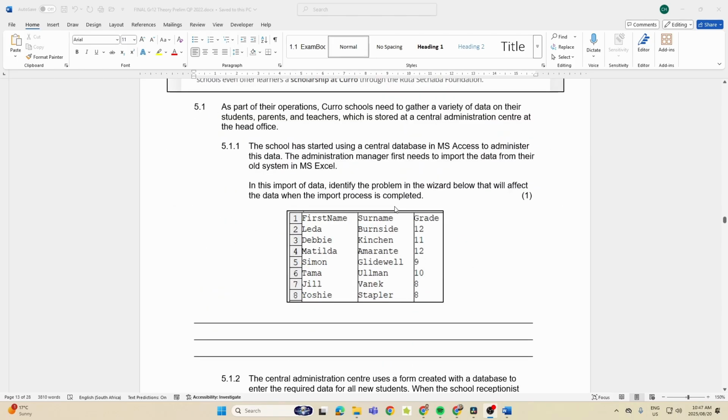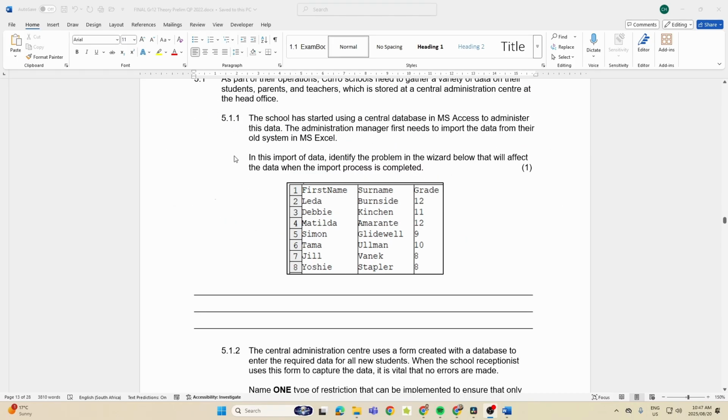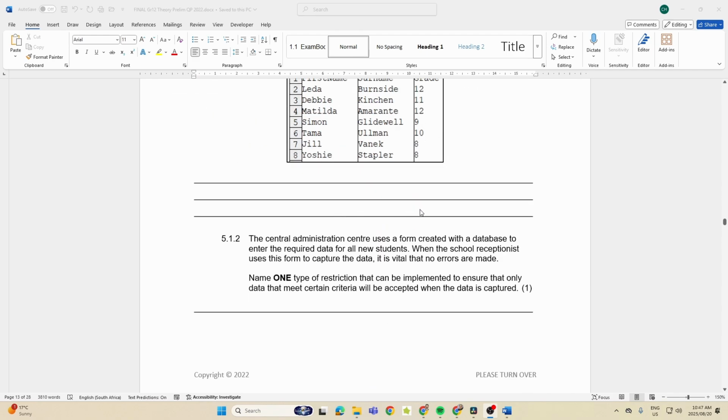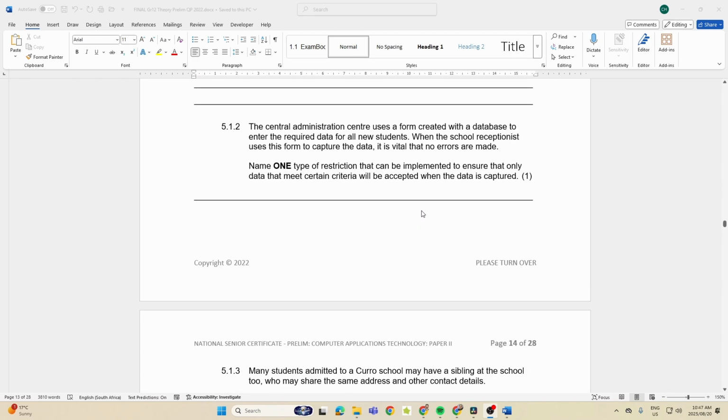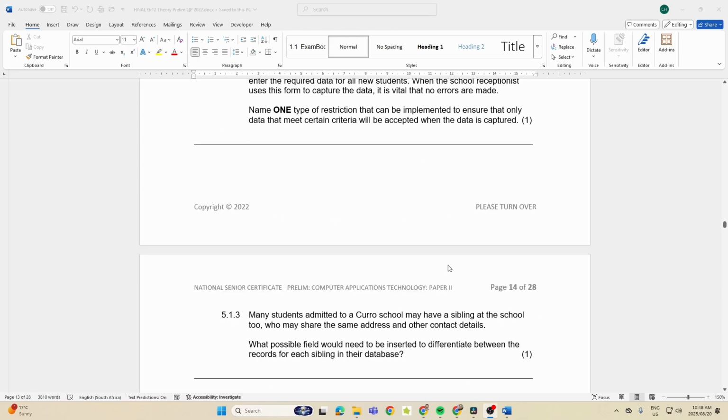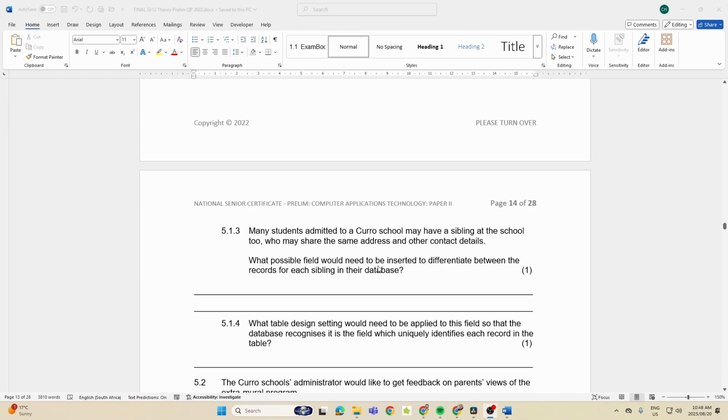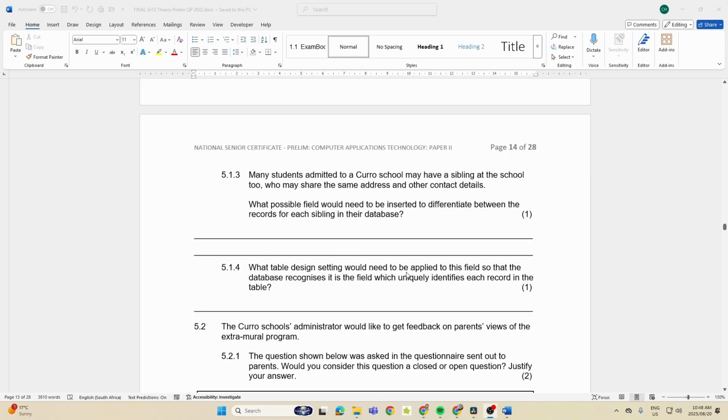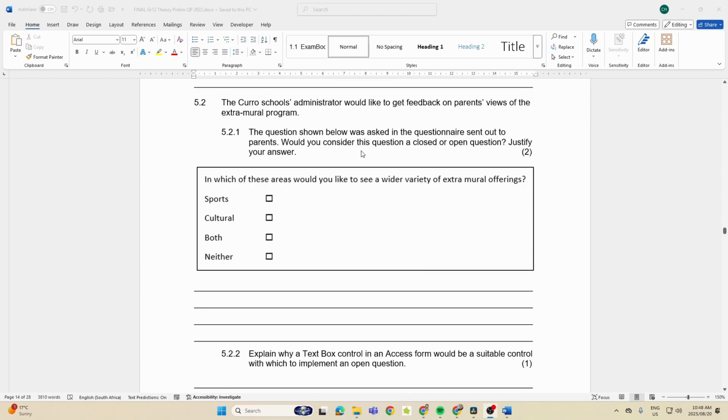Right, question 5. So these are fairly short questions here. So question 5 will always deal with some practical aspects, and a lot of the time it is access. So how do we insert restrictions? What possible field would need to be inserted to differentiate between records, the records of each sibling in that particular case? So we could use ID. What table setting would need to be applied to this field so that the database recognizes that it's a field that uniquely, there's your keyword, uniquely identifies each record? That's your primary key.